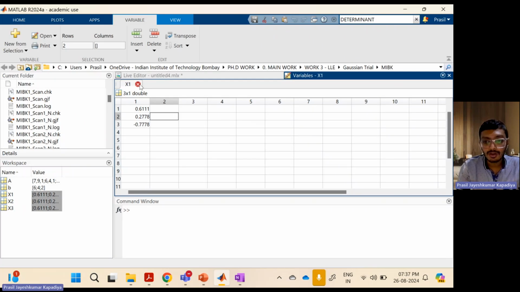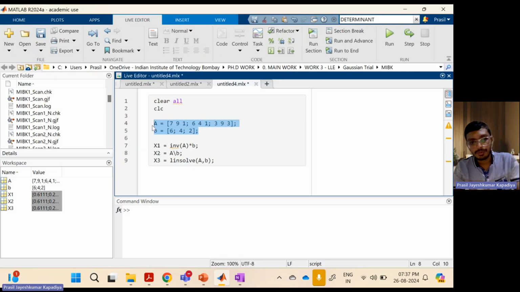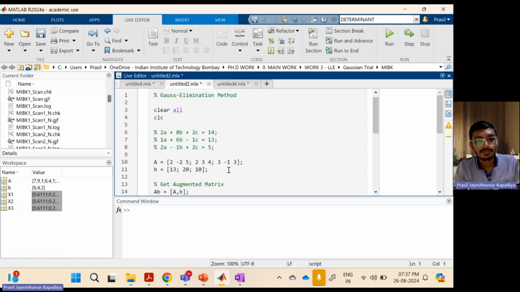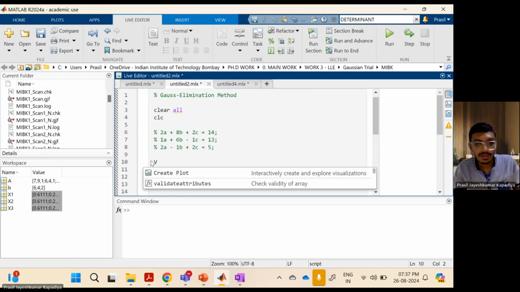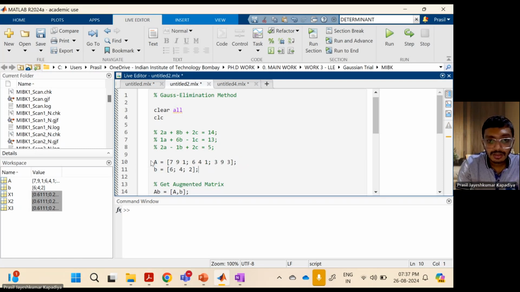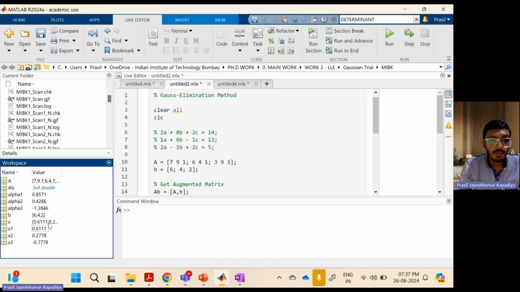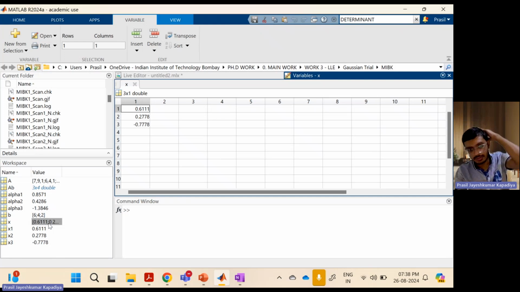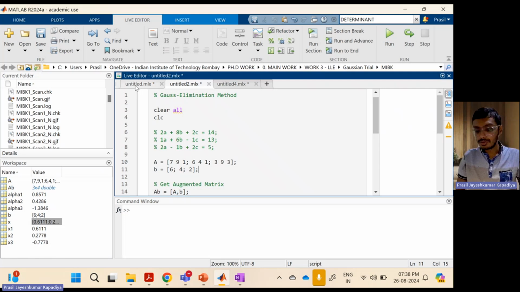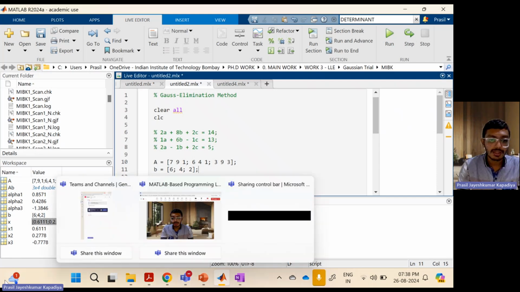Let's solve this using the Gauss elimination method. I will just copy this matrix here into the Gauss elimination method. Are we getting the same or not? See, I'm getting 0.611, 0.277, 0.778. So we are getting exactly the same answers. This is how we solved it using matrix inversion, A backslash B, those two are actually the same, then linsolve and then Gauss elimination method. So the answers won't change.